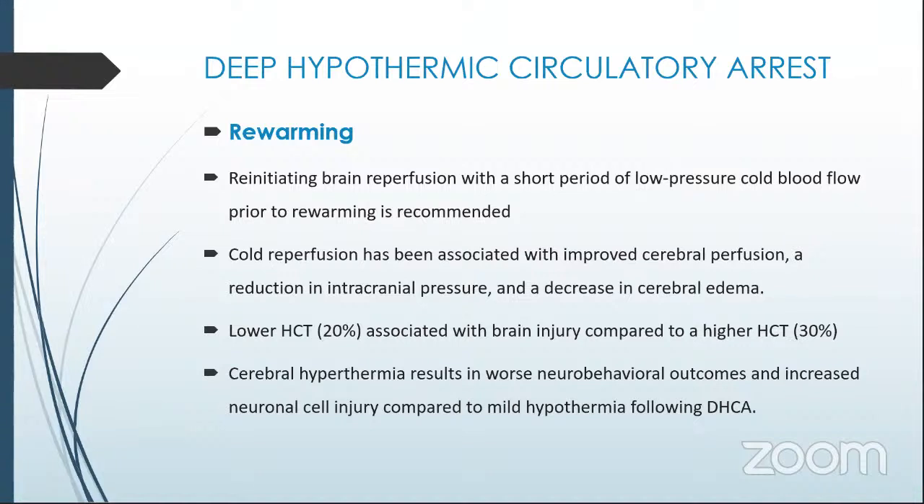Studies show that a lower hematocrit limit of about 20% is associated with brain injury compared to a hematocrit level of about 30% and above. Also, we have to keep in mind not to elevate the temperature more than 36.5, because cerebral hyperthermia results in worse neurobehavioral outcome and increase in neuronal cell injury compared to mild hypothermia.